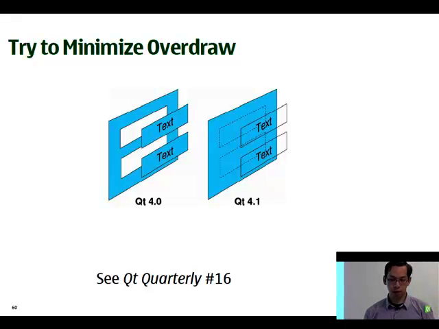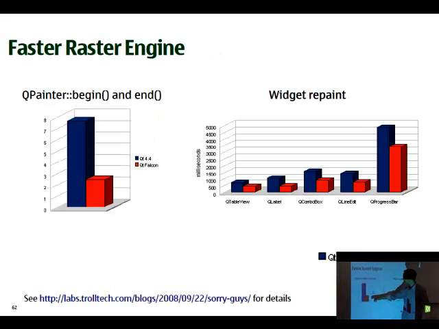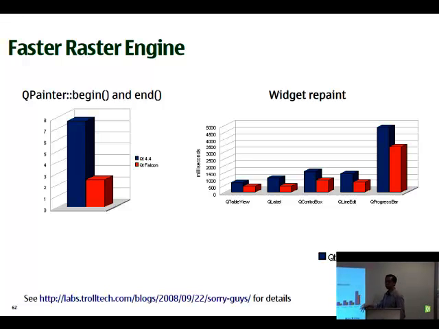An important thing here is that since we are going to release Qt 4.5 soon, there's the Qt Falcon project, which is the code name for faster painting and rendering optimization in Qt 4.5. So if you want your application to be faster, then you can as well use Qt 4.5, which is yet to be released. For example, we have a faster raster engine, just doing a begin and end. With 4.5 it is several times faster, as you can see from this graph. Red is using 4.5 and purple is using 4.4. And the widget repaint is also faster, as you can see from this benchmark result.